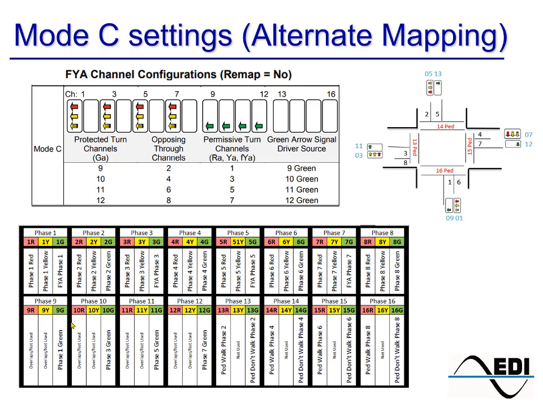When you look at the mode C, channels 1, 3, 5, and 7 are where you're going to have your red, yellow, and flashing yellow arrow. Channels 9, 10, 11, and 12 are where you're going to be putting your protected left turn arrow or green arrow. If you notice down here, on our terminal bus, the greens are on 9, 10, 11, and 12, and on 1, 3, 5, and 7 we're doing the red arrow, the yellow arrow, and the flashing yellow arrow. So now we're going to go right to the monitor.